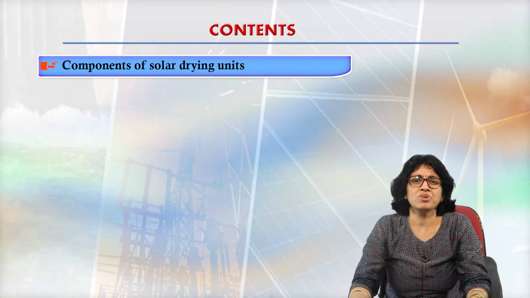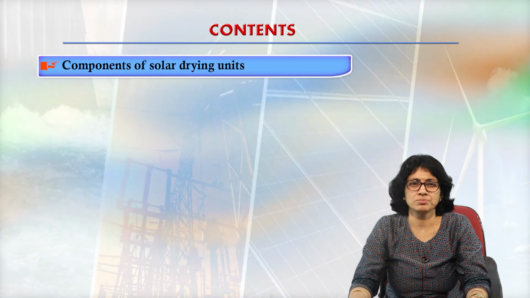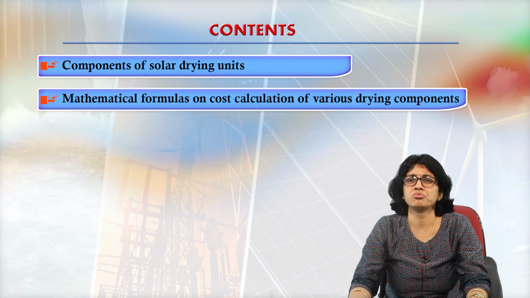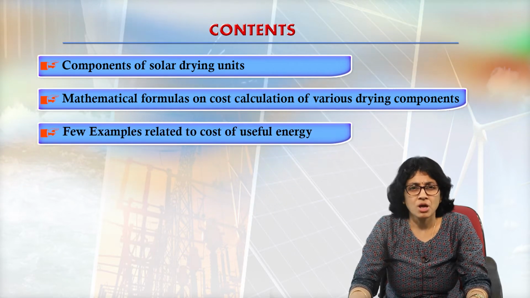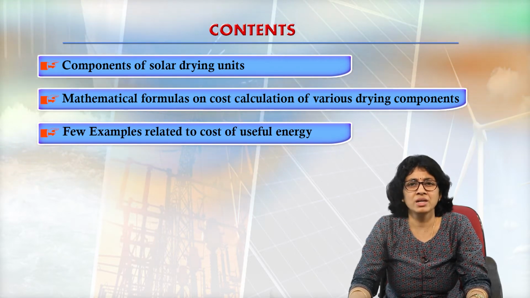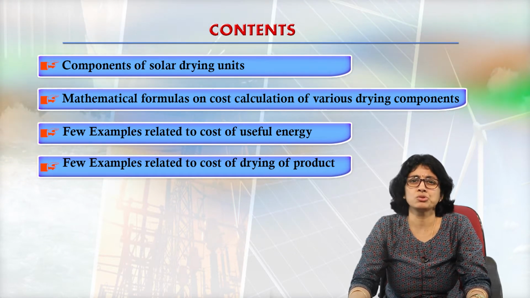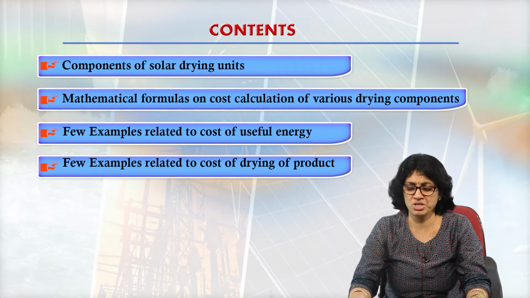I welcome you all to the course Renewable Energy Technology and their uses. In this particular session, I am going to discuss the topic on cost of component of drying unit. Today's discussion points will be: what are the various components of a solar drying system? We will also learn the mathematical formula for cost calculation of solar drying system. We will solve numerical examples related to cost of useful energy, and we will also solve numerical examples to calculate the cost of drying of various products.